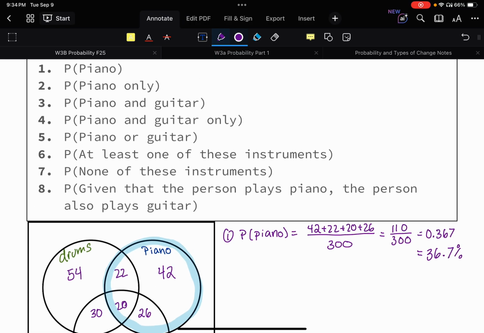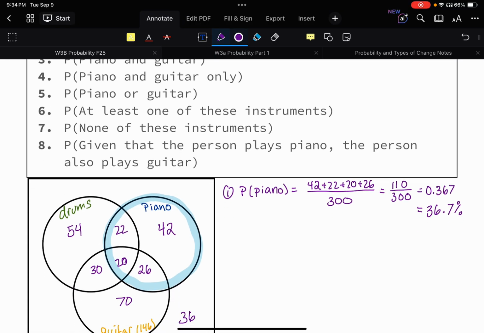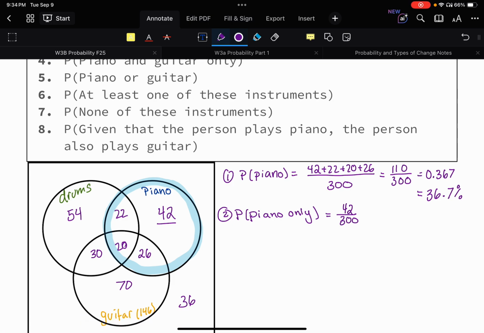Okay, now the next one says piano only. So that's going to be a little simpler because piano only I won't need to add, because that's just the 42. And so that's going to be 42 out of 300. And I'm not going to convert all of these into percents. If you want to go back, you can look at my written solutions and see the percents. For this video, I'm going to focus on those fractions.